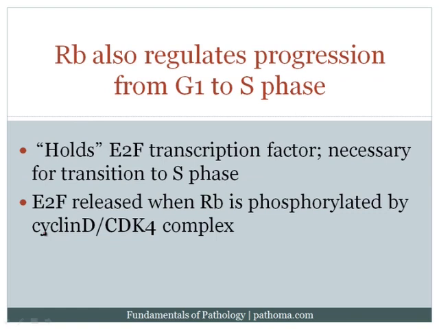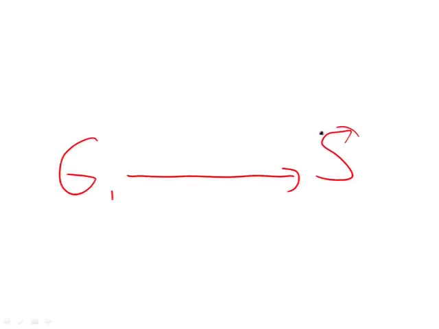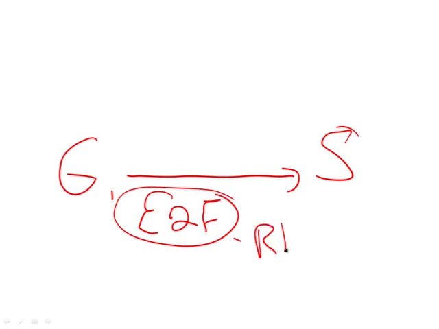Another important tumor suppressor gene is retinoblastoma. And retinoblastoma also regulates progression from G1 to S phase. And the idea here is that, I'll just do this as a picture, when the cell wants to go from G1 to S phase, one of the key molecules that it needs in order to do that is called E2F. So E2F is necessary to go from G1 to S phase, and guess who holds on to E2F? So E2F is normally bound by retinoblastoma.